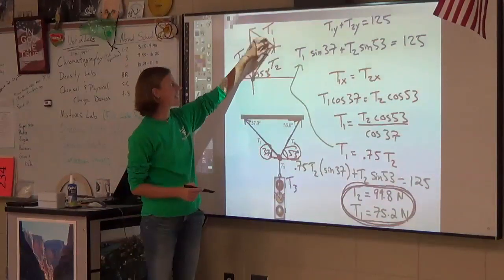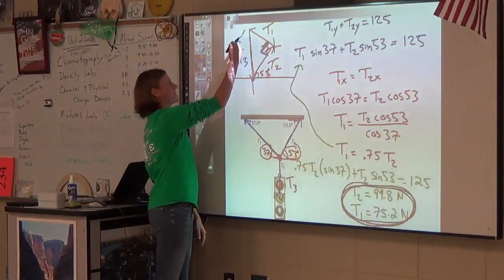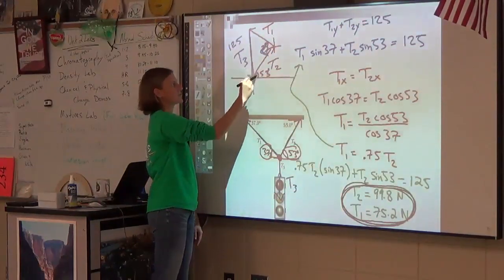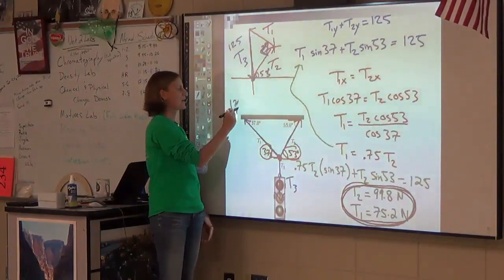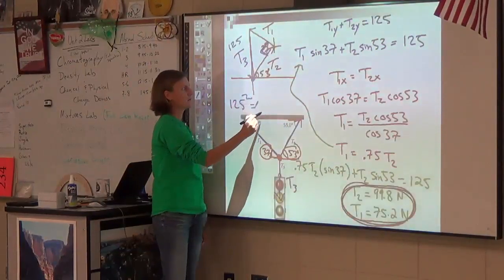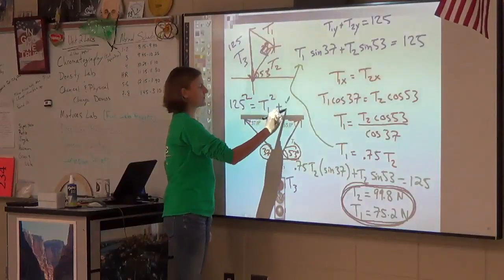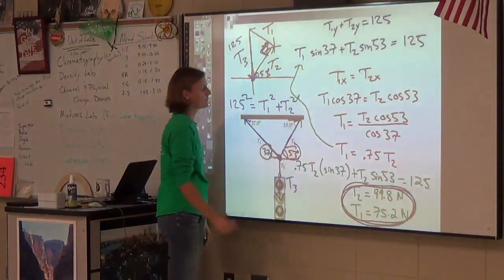So how is that helpful? I can sort of use Pythagorean theorem, but I still don't know all my sides. I at least know T3 was 125. But I could come up with this equation, 125 squared equals T1 squared plus T2 squared.